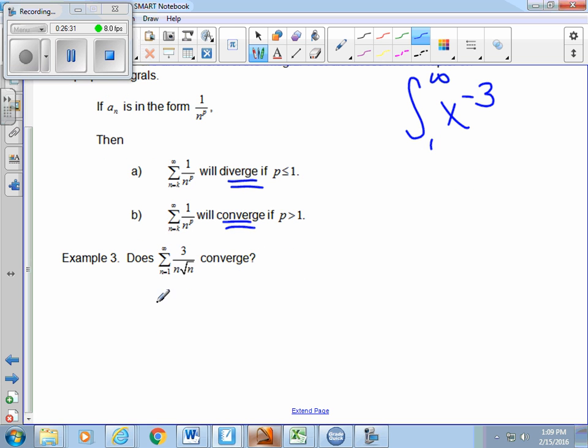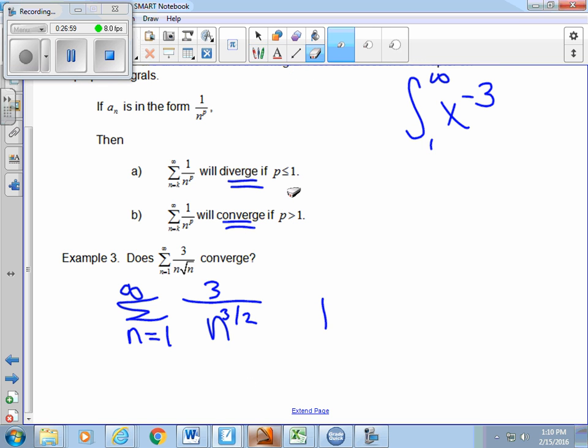So let's look at the example. I have the sum, n equals 1 to infinity. My first step, what should my first step be? Rewrite it. What is n to the 1/2 power, or what is, sorry, I answered the question. It has to be n to the 3/2. Does everyone agree with that? 3/2 is greater than 1, so this sum converges.